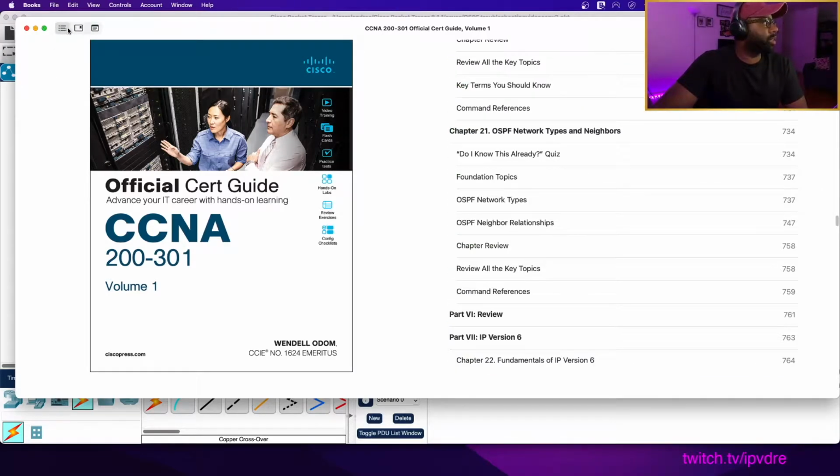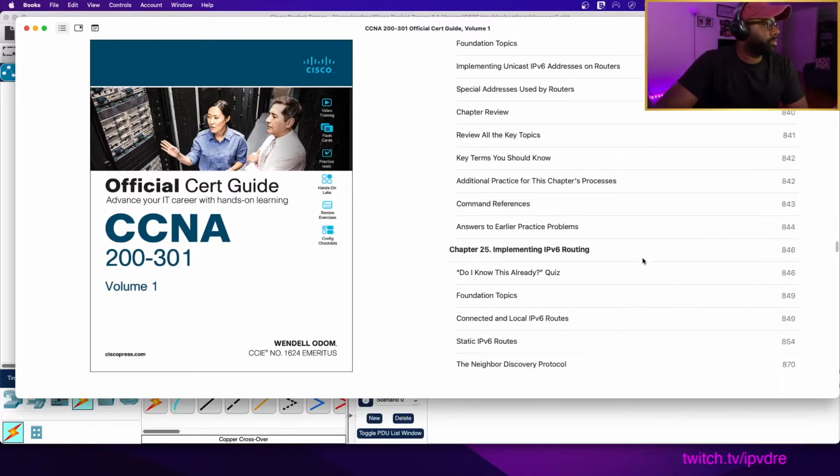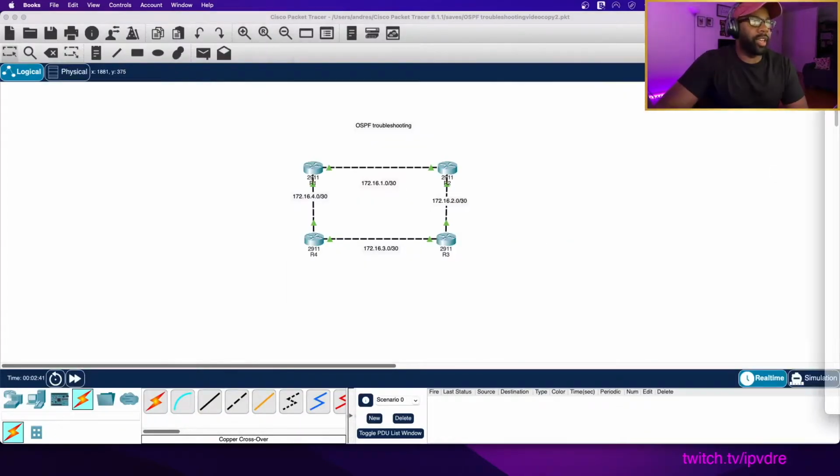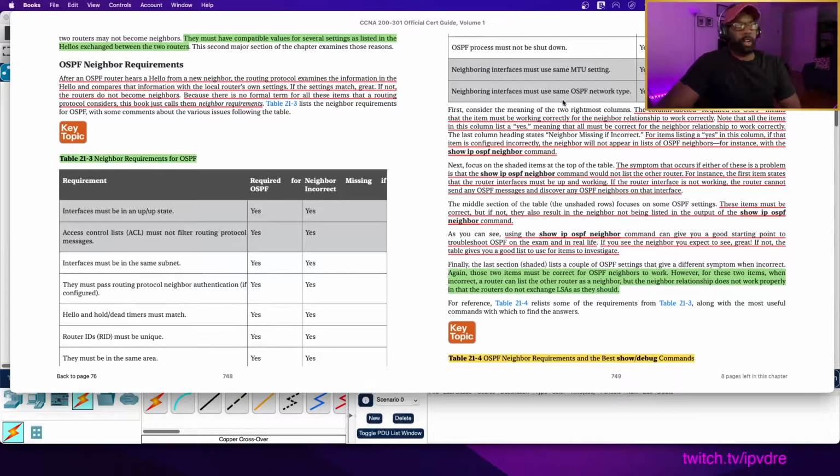I forgot where I was. Let me go back over here so that I can pull it back up. Played myself by losing my spot. It was OSPF. And let's see. Yep, there we go. So there's a few things that can go wrong with OSPF, right?